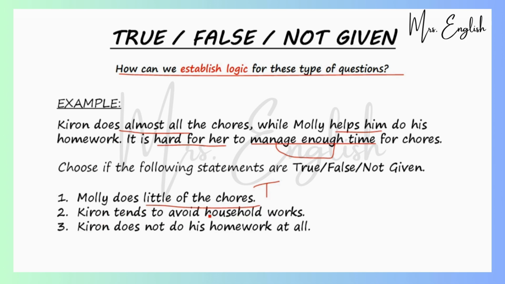Kieran tends to avoid household works. Now, is this statement true or false? This is definitely false, because he does almost all the chores as given in the statement. Finally, Kieran does not do his homework at all. This statement is not given, because from this passage we cannot assume what he does.